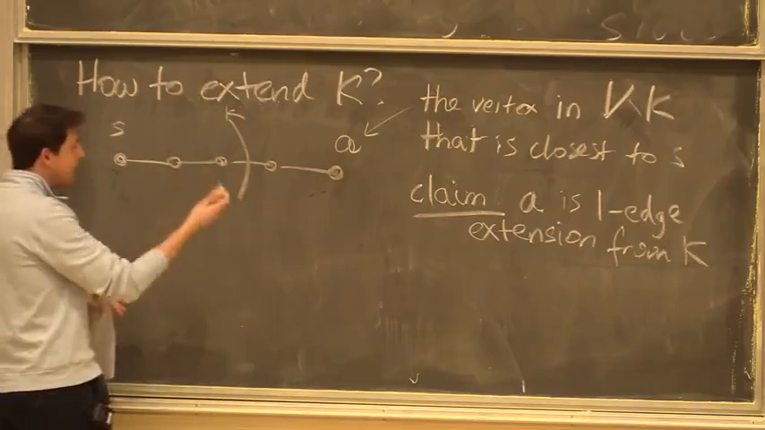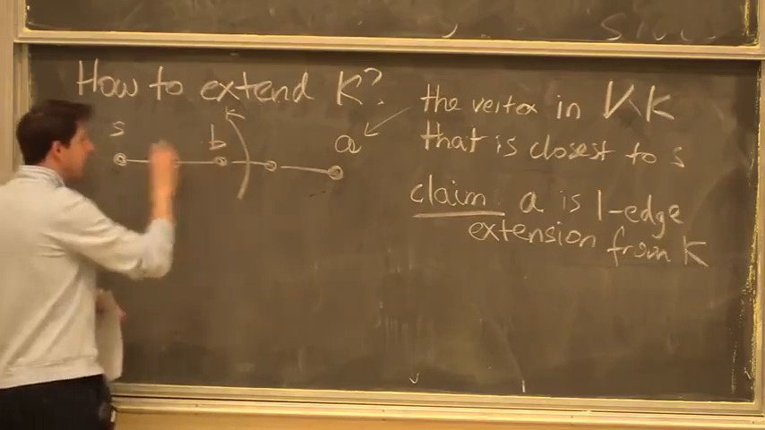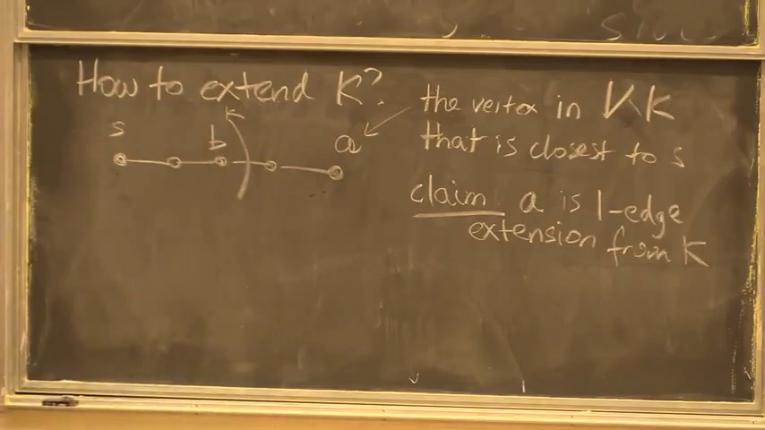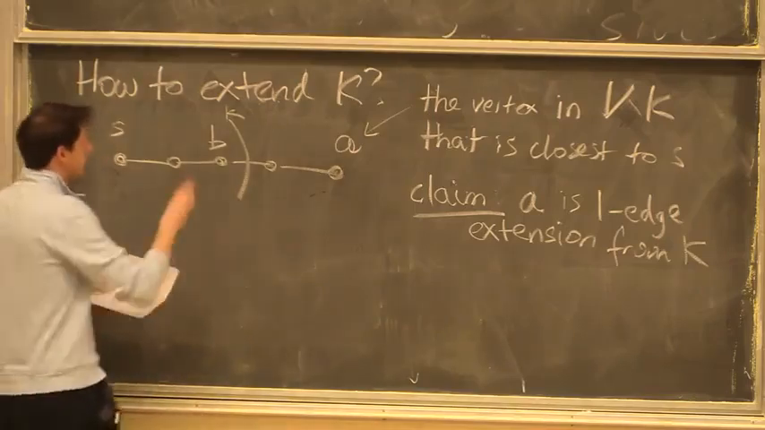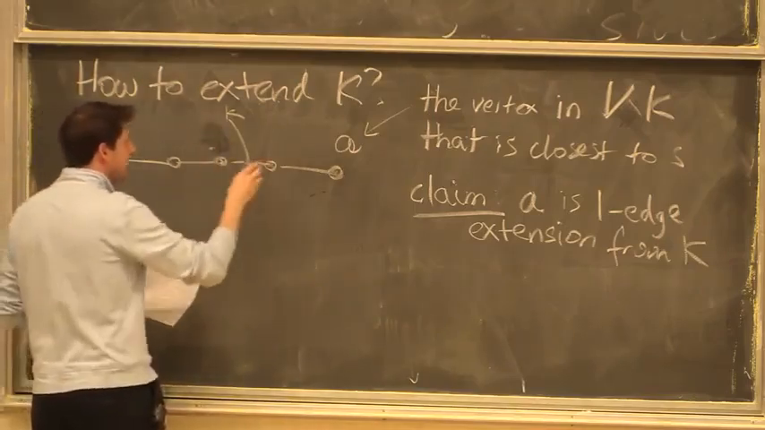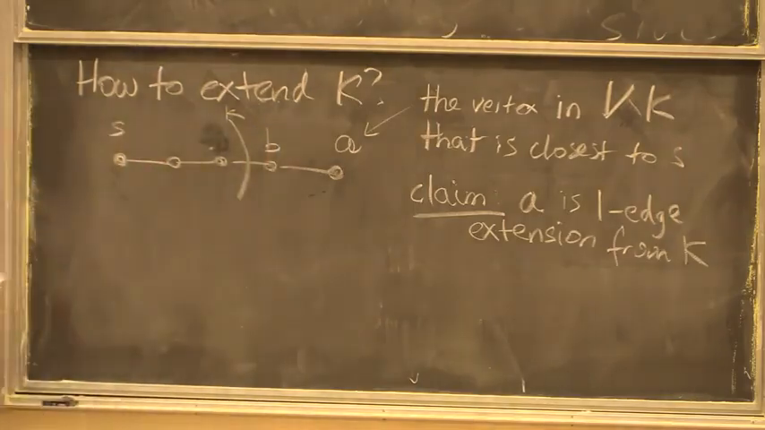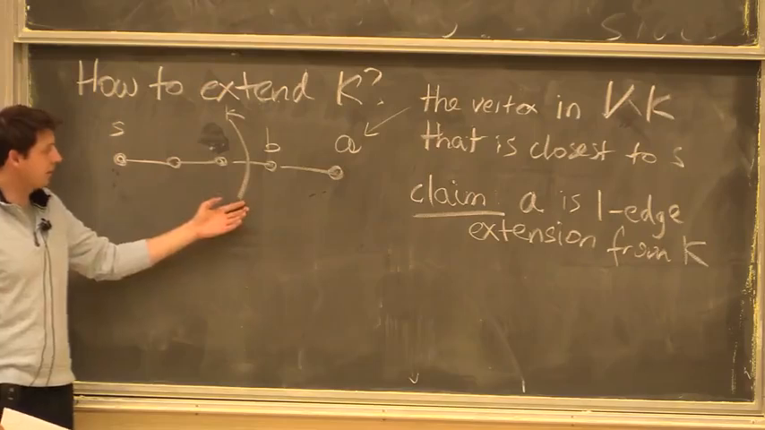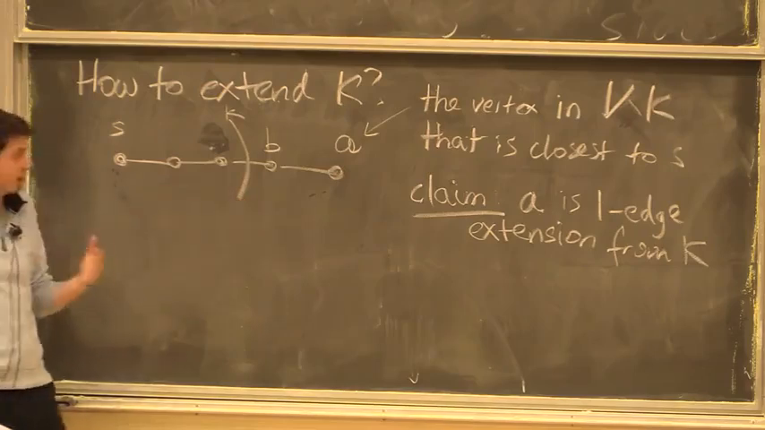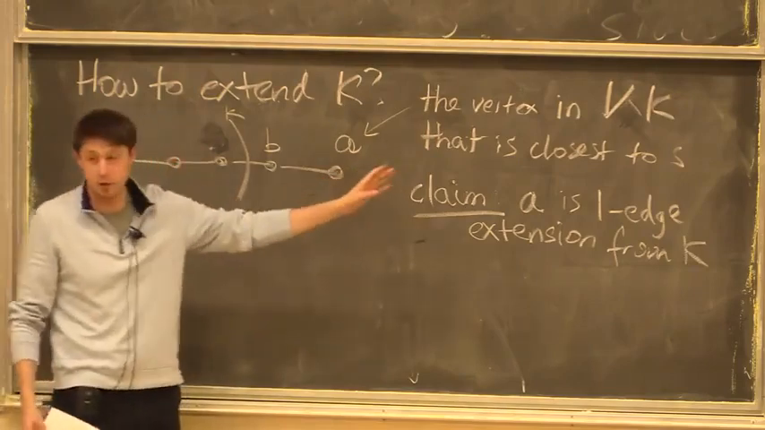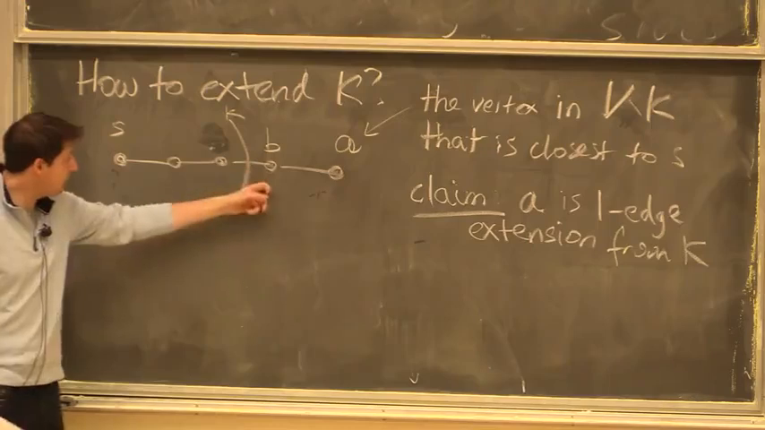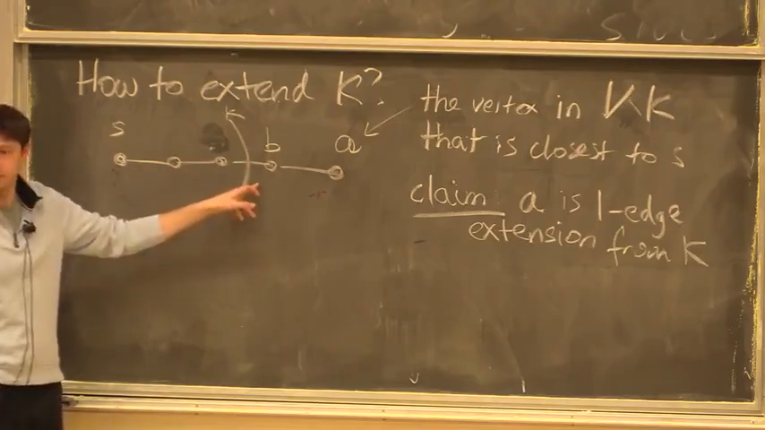Okay, so there is a last vertex inside of K, and there is a first vertex outside of K. Let's call it B. Now, if B equals A, we're done. Right? That's what we wanted. But if B is not equal to A, we can reason by contradiction. Suppose this is not the case. That means that A is more than one edge extension. So let B be the first one on this path that is outside of K.